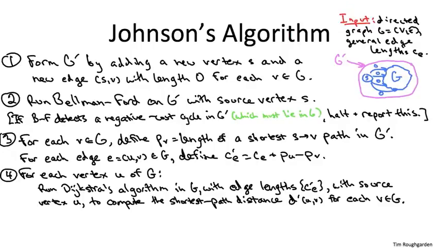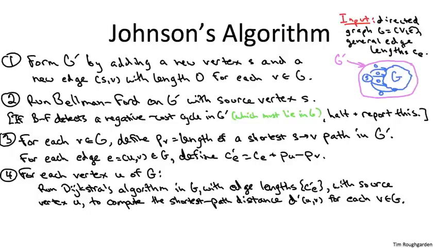The shortest path distances that we compute in step 4, these D primes, are the shortest path distances with respect to the modified costs, the C primes. And what we're responsible for outputting is the shortest path distances with respect to the original lengths, the C's. But fortunately, there's a very easy way to extract the true shortest path distances from the D primes, from the shortest path distances relative to the modified costs.